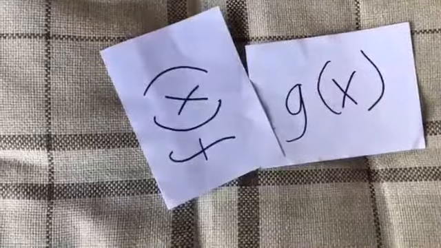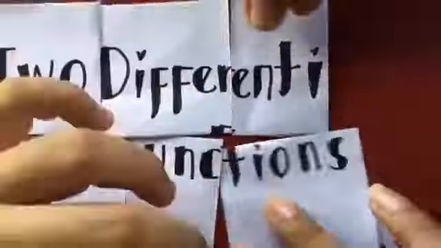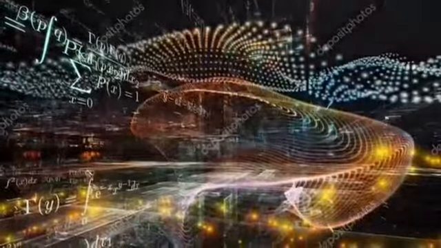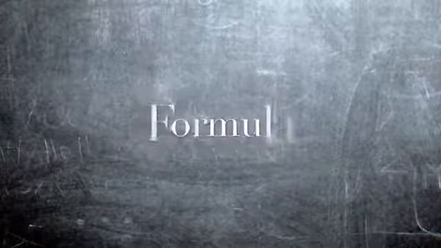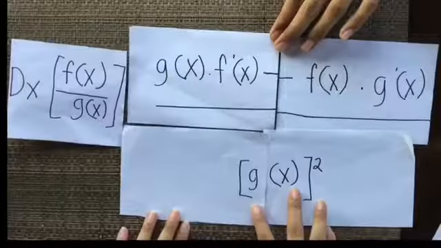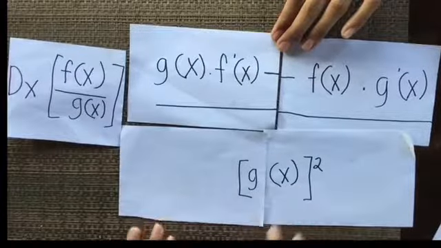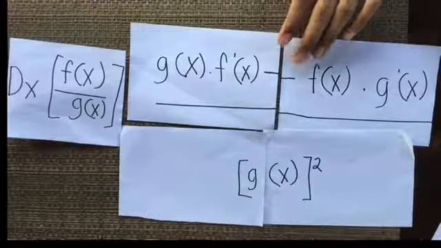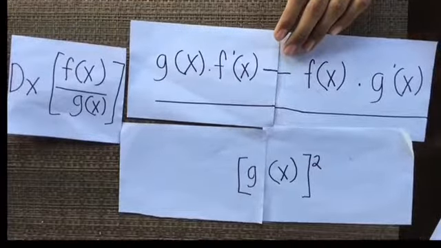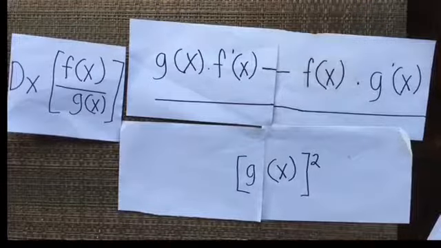According to the quotient rule, f of x and g of x must be two differentiable functions, where g of x is not equal to 0. The formula for the quotient rule is g of x times the derivative of f of x minus f of x times the derivative of g of x, over g of x squared.